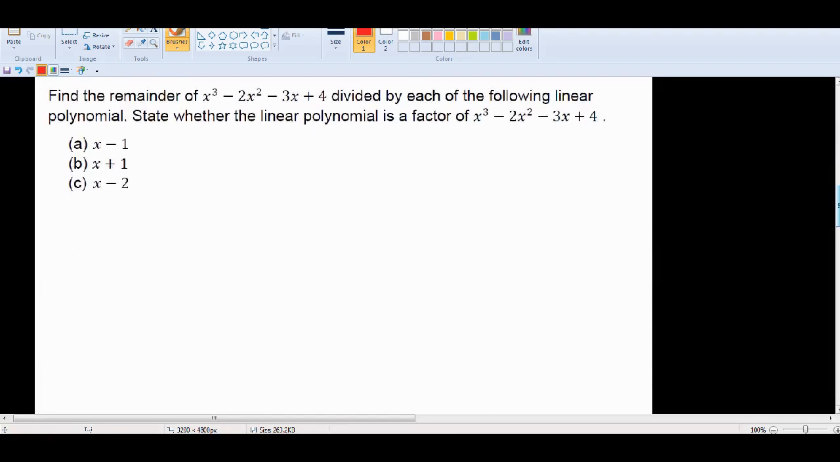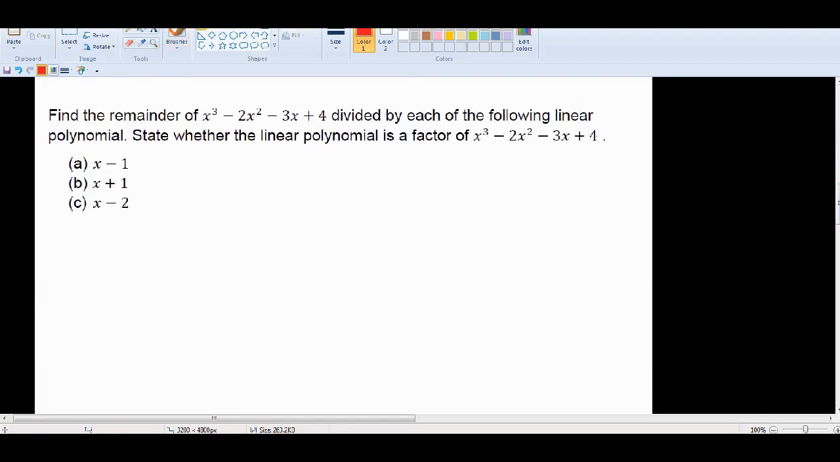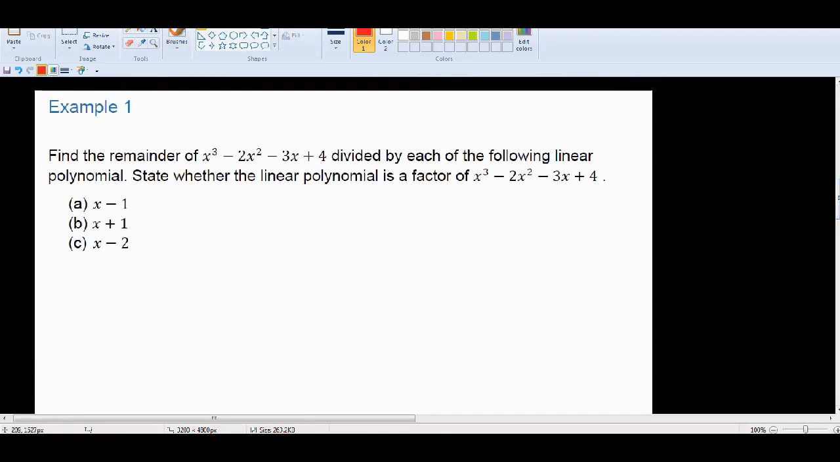Then we are going to do some questions here. For the first example, you are going to find the remainder of a certain polynomial divided by each of the following linear polynomials. State whether the linear polynomial is a factor. So there are two parts to the question. The first part is to find the remainder. The second is to determine whether the linear polynomial is a factor. You need to state whether it is a factor.